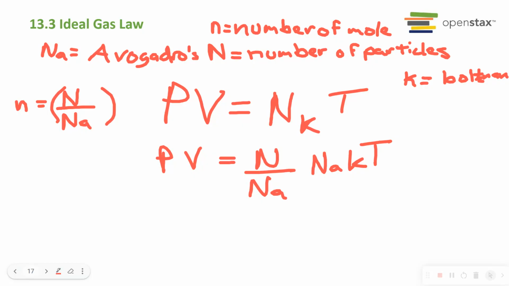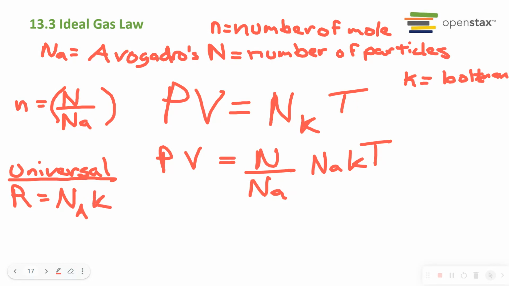we can define the universal gas constant as R. So we'll call this the universal gas constant R. And that's just going to be NA times Boltzmann constant. Okay?